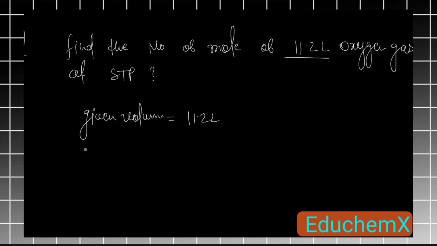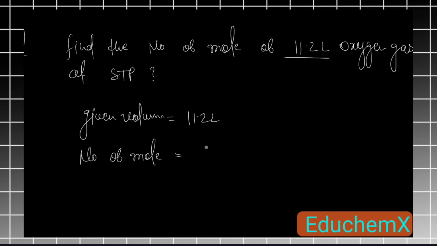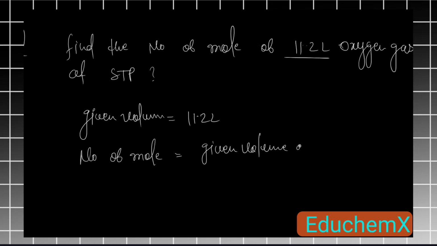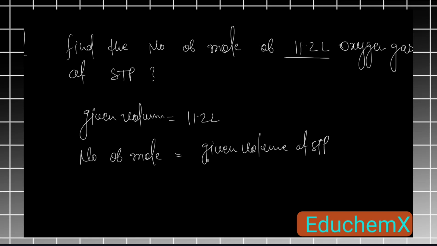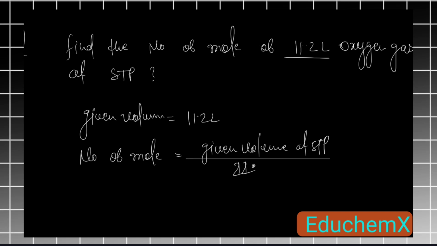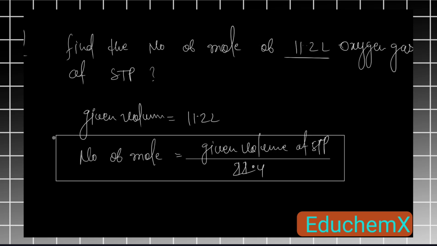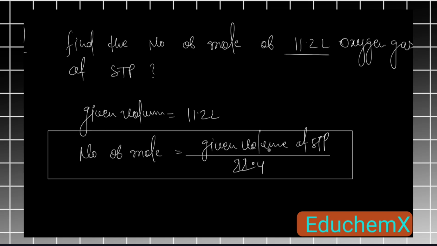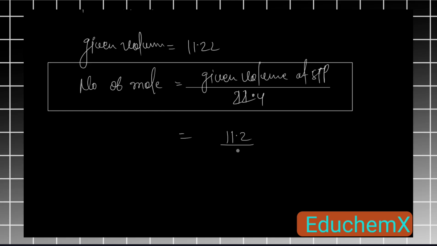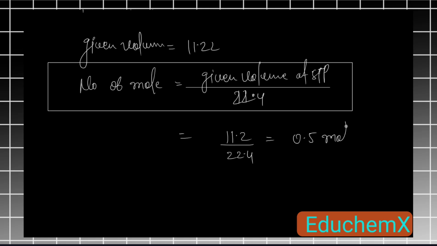And what is the formula for the number of moles? We know that number of moles is equal to given volume at STP divided by 22.4 liters. We should remember these things and write like this. So right now we have 11.2 divided by 22.4 liters. So this comes to 0.5 moles. This is the first step.